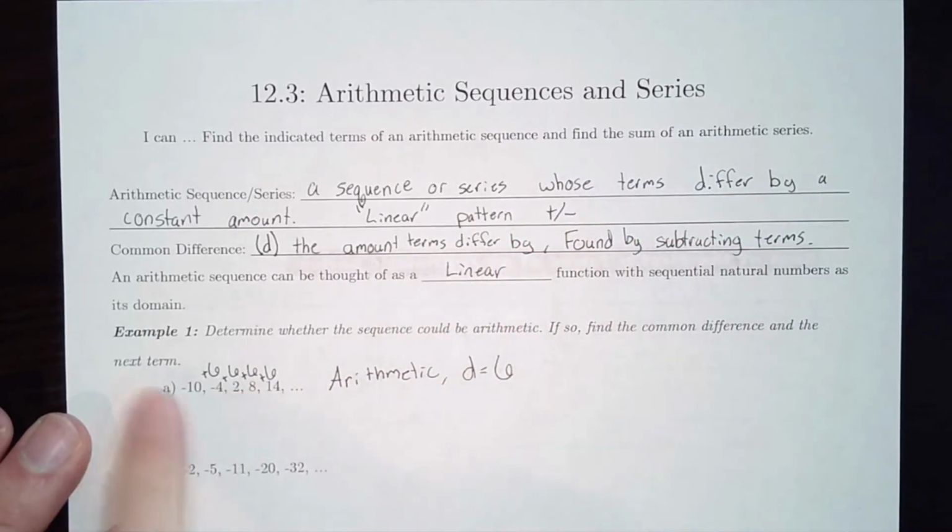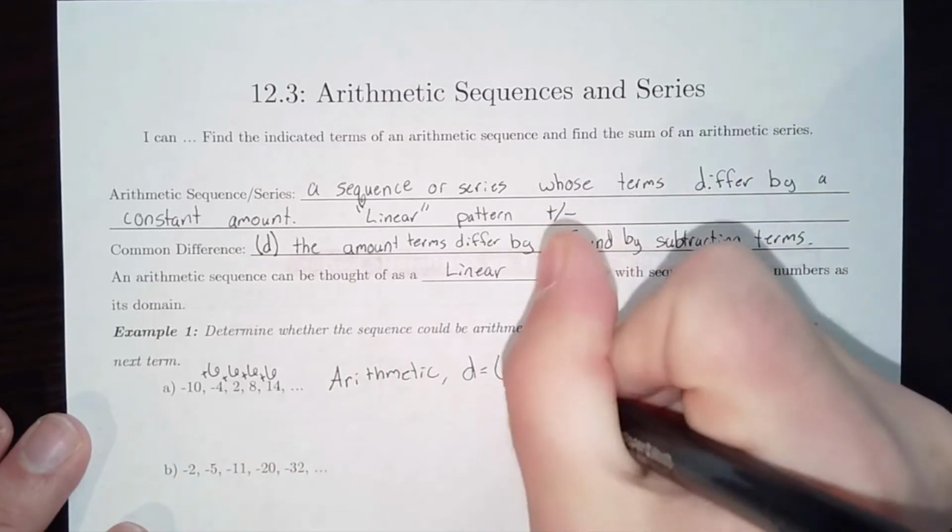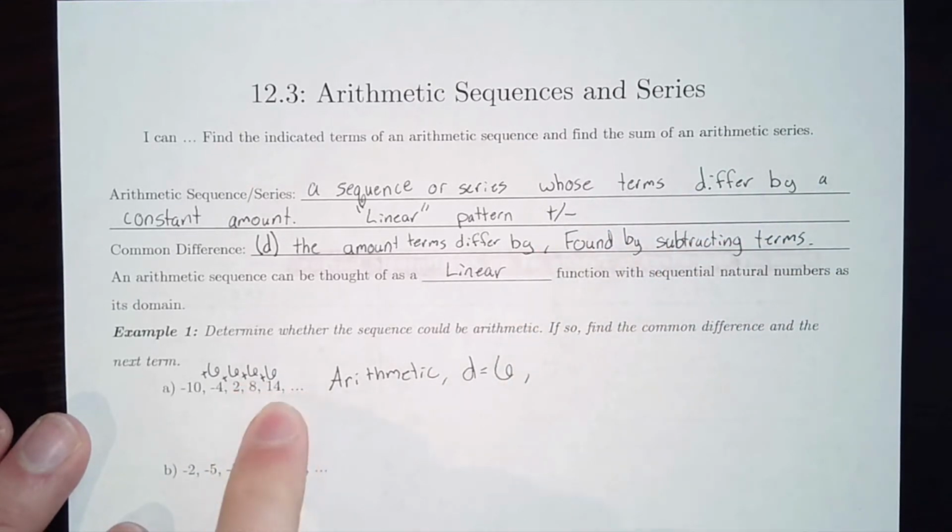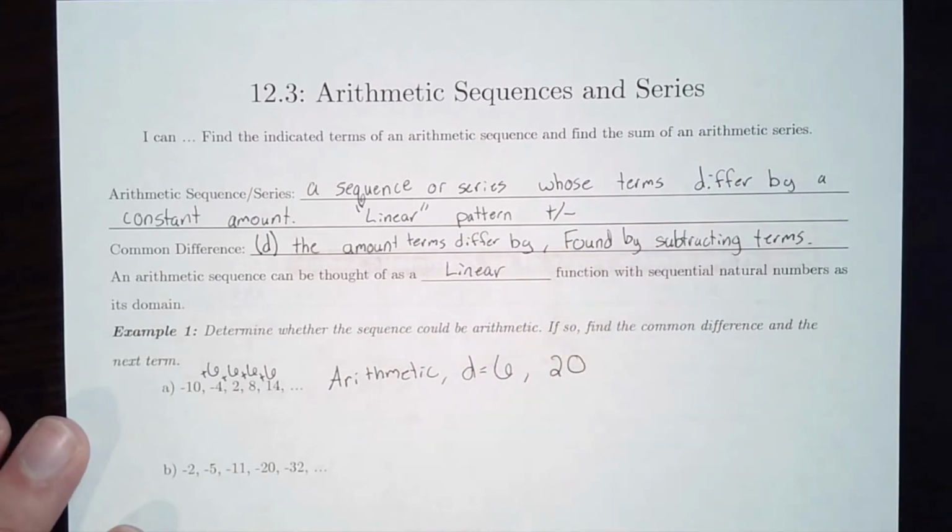And then the next term is going to be what comes after the 14. Well, if I follow my pattern here, I would add 6 to 14, which gives me my next term of 20.